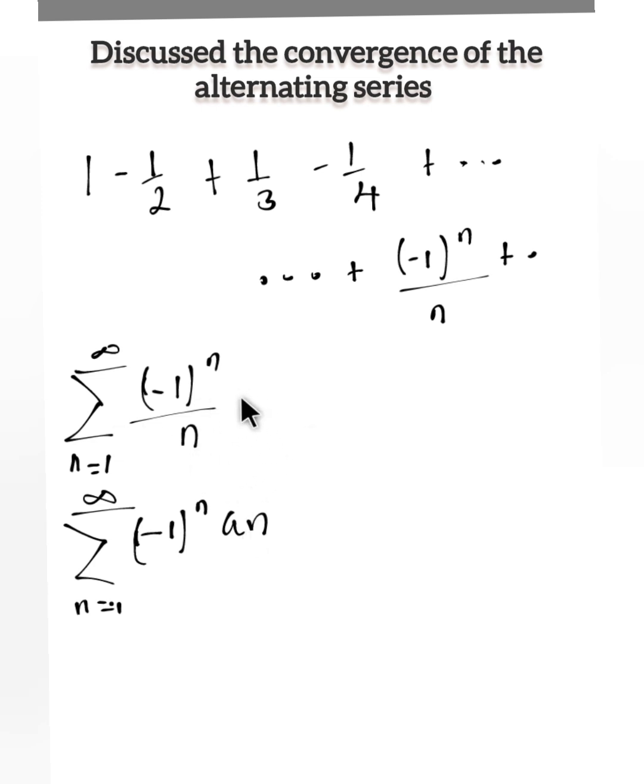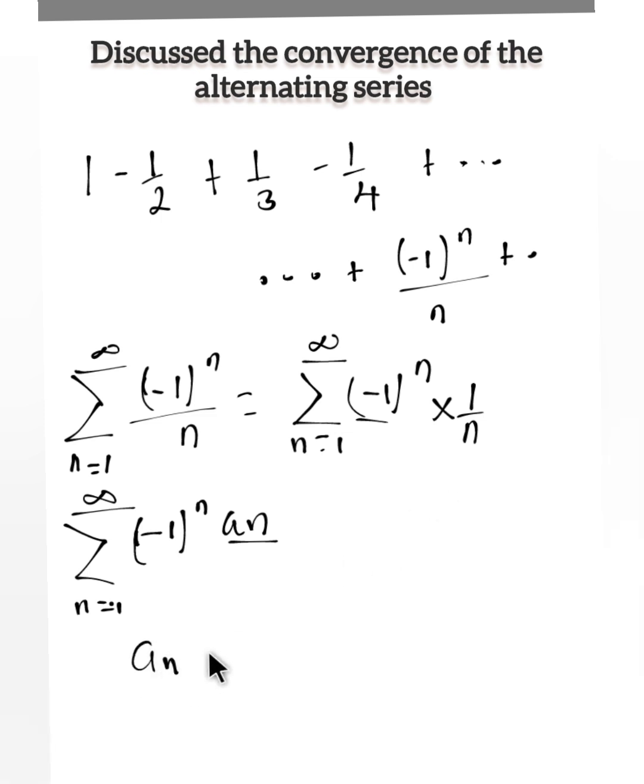Why? Because this is the same thing as the summation from n equals 1 to infinity of minus 1 all raised to power n times 1 over n. So hence an is 1 over n. So an is equal to 1 over n.